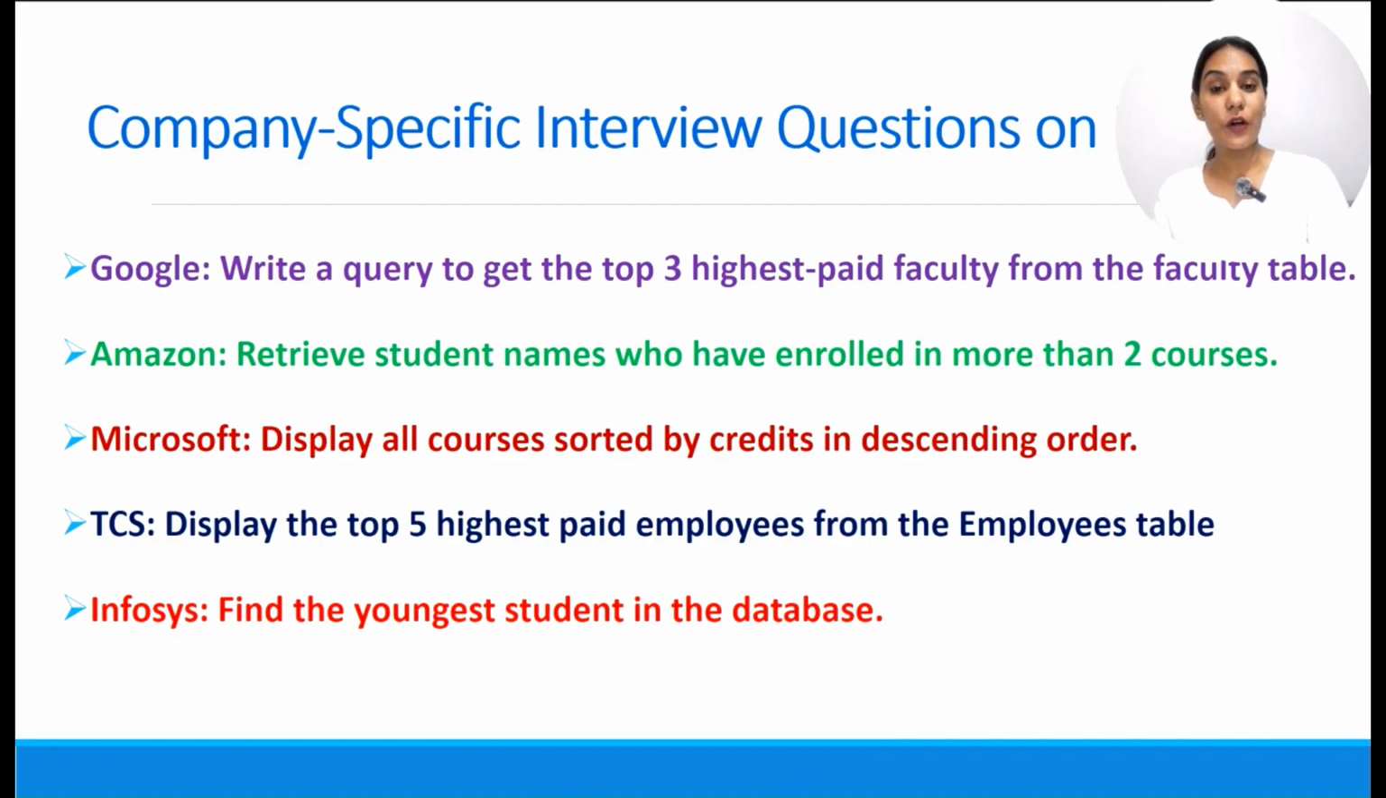Let's discuss the questions. Write a query to get the top 3 highest paid faculty from the faculty table. Retrieve student names who have enrolled in more than 2 courses. Display all the courses sorted by credit in descending order. Display the top 5 highest paid employees from the employee table. Find the youngest student in the database.